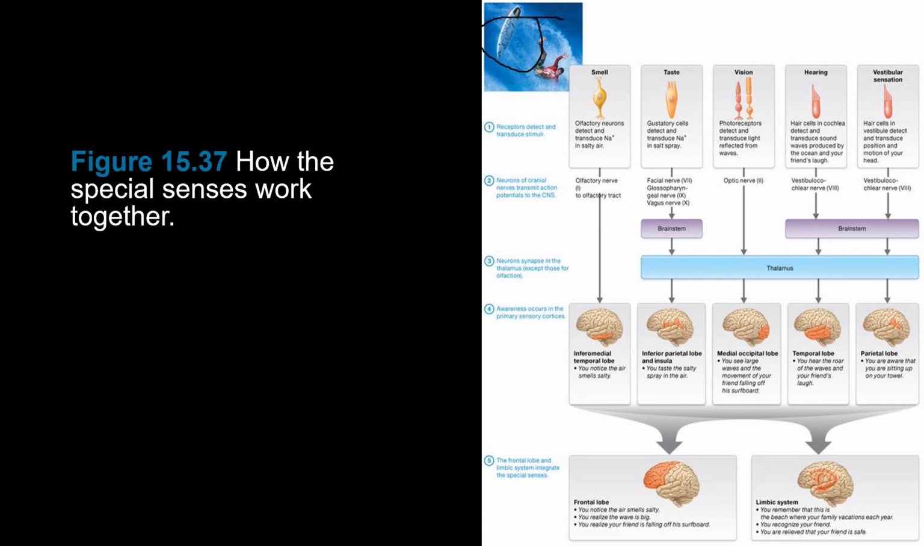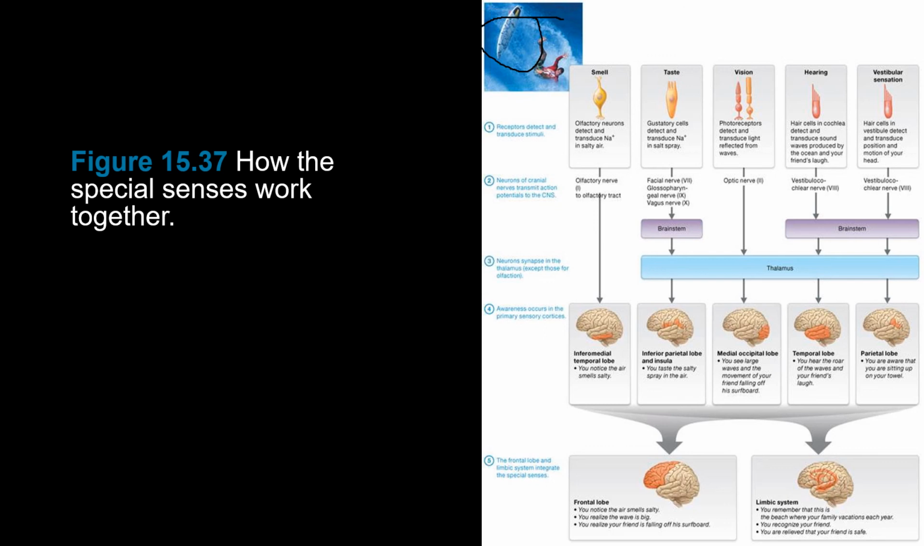And also here, you're going to have vestibular sensation, where the hair cells in the vestibule detect and transduce the position of your head. They're going to transduce through the same pathway: vestibulocochlear nerve, brainstem, thalamus, but they get processed not in the temporal lobe, but in the parietal lobe, and that enables you to be aware that you are sitting up on your towel. And then all of these together get forwarded to the frontal lobe so that you notice the air smells salty, you see the wave, you realize the wave is big, and you realize your friend is falling off his surfboard.